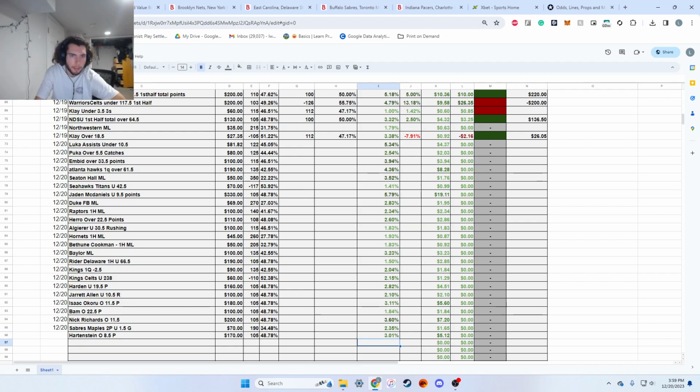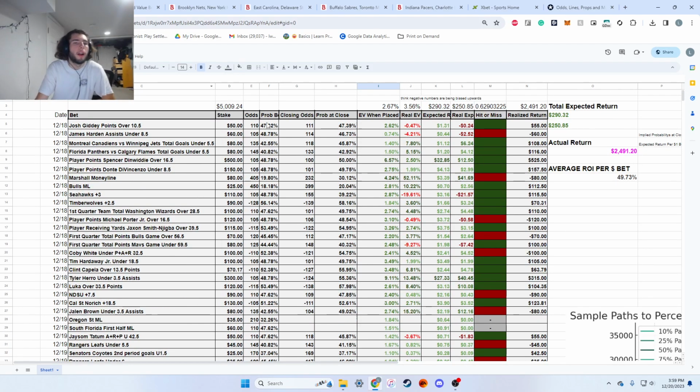Now I'll explain what this is. Okay. So this is how I track my bets. First thing is the amount of money I'm betting. I bet $5,000. That sounds crazy, right? Well, let me explain to you why I don't think it's crazy. So here are the odds that I'm getting. Here's the implied probability of those odds. Actually, maybe it is the implied probability. I think it's just converting this number into a percentage.